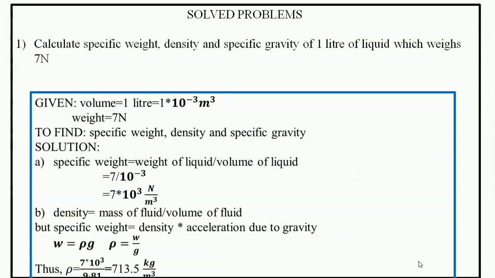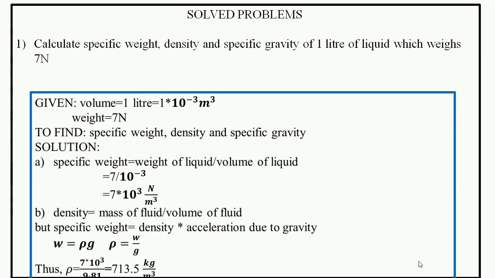Now here are some solved numericals on the same properties. The very first numerical is: calculate specific weight, density and specific gravity of 1 liter of liquid which weighs 7 Newton. So two data are given, that is volume as 1 liter and weight as 7 Newton. We have to convert liter into meter cube by dividing by 1000. So volume is 1 into 10 raised to the power minus 3 meter cube and weight is 7 Newton. For determining the specific weight, it is nothing but the weight of the liquid to the volume of the liquid, and both are given in the numerical itself.